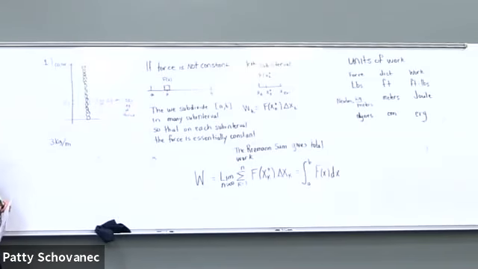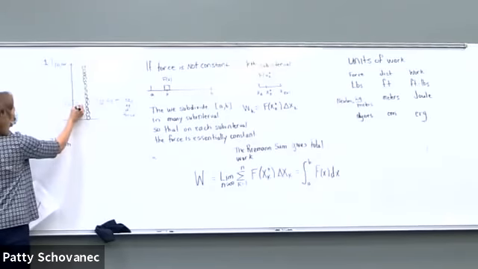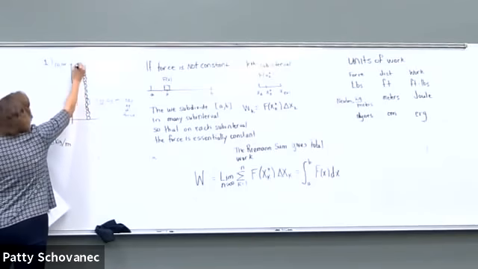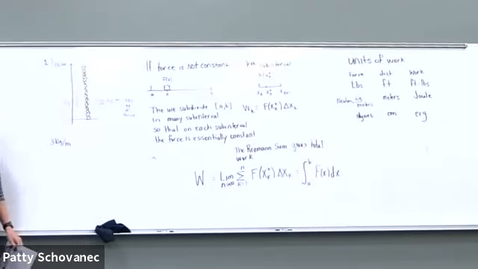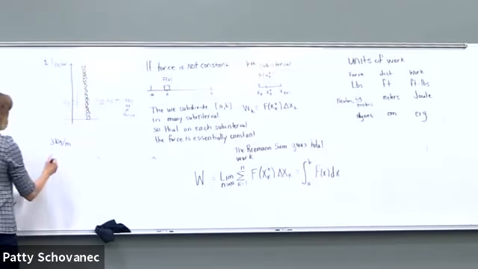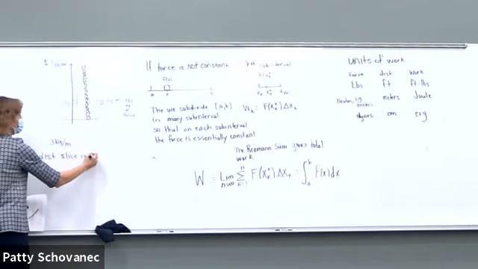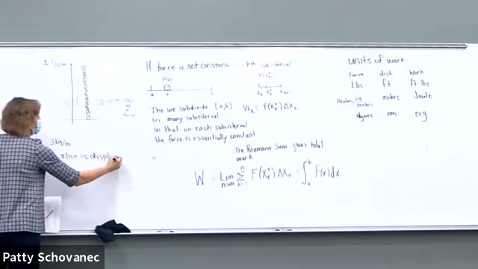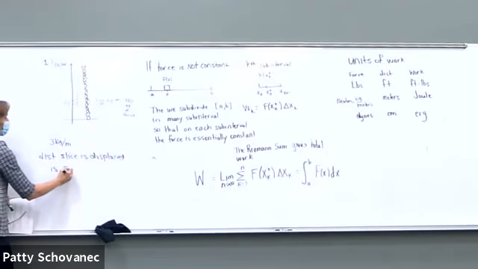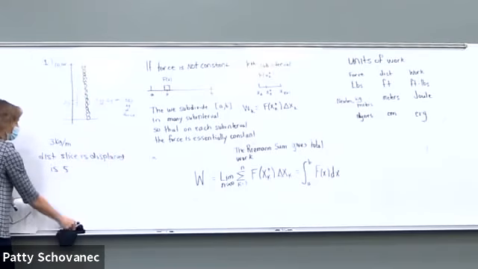Now I need to see how far that little slice of chain has to move to get to where it's wound up. So I put it at some arbitrary y coordinate, and I need to get it from this arbitrary y coordinate all the way up to the top. What is the distance that that slice has to move? 50 minus y. So the distance the slice is displaced is 50 minus y.